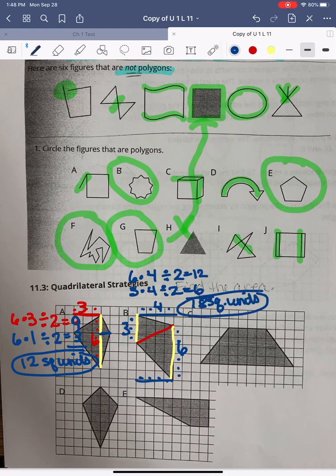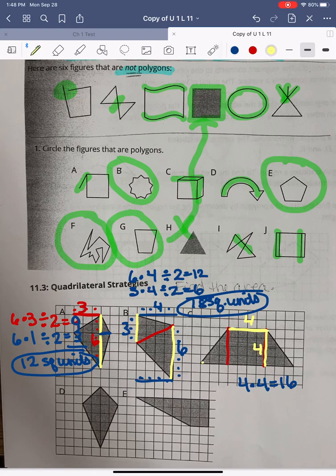Okay, moving to C. I'm going to decompose into 3 shapes. I'm going to do the square in the middle. So take one side length, that's 4, and another one, that's another 4. So for the square, 4 times 4 is 16. I don't take that divided by 2 because it's not a triangle.